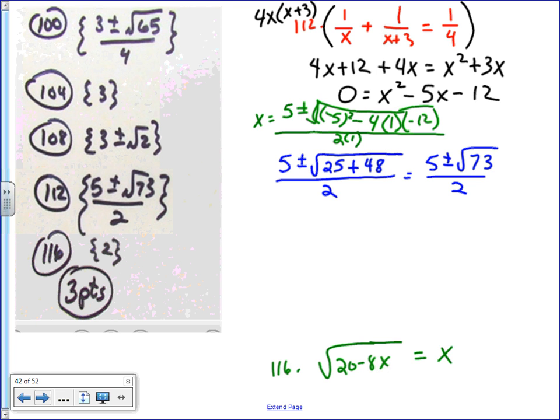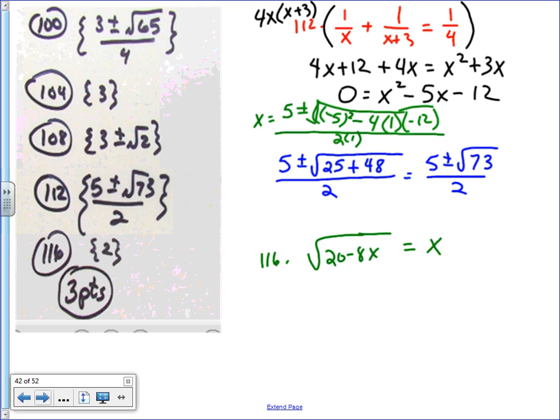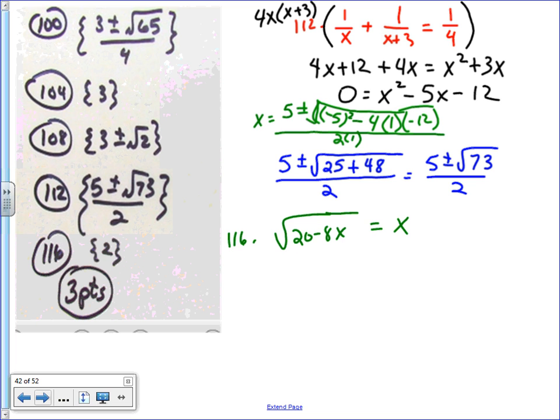Look to the left. Is that the answer? Sure was. There it is. Okay, you did have to use the quadratic formula on that one. Okay, and now number 116. This one is a radical equation. So we need to, first step is to isolate the radical, and that's already been done for us.